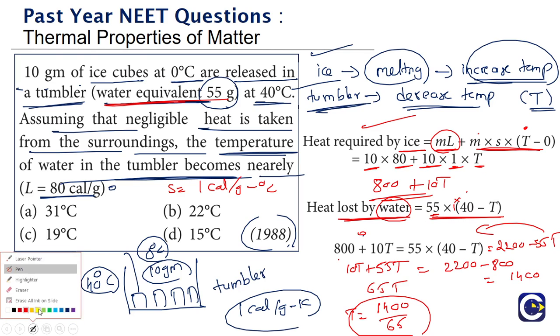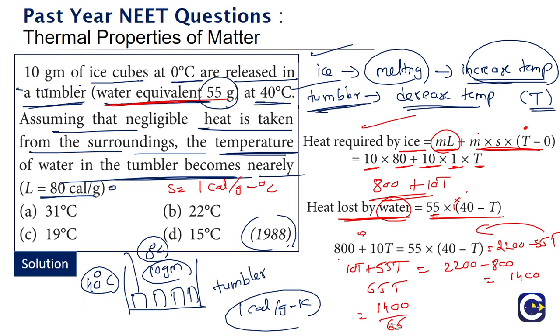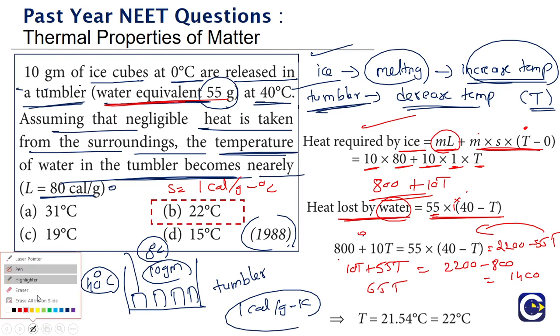Okay. So if you simplify this, we'll be able to get the answer for T to be approximately 21.54, and 21.54 means what? We can round it off to 22 degrees Celsius. That is the nearest option that is given to us. Okay, so in this, what we did basically, we have looked at the basic principle of calorimetry. The heat lost by the hot object, in this case the tumbler, is equal to the heat gained by the cold object, which is the ice.